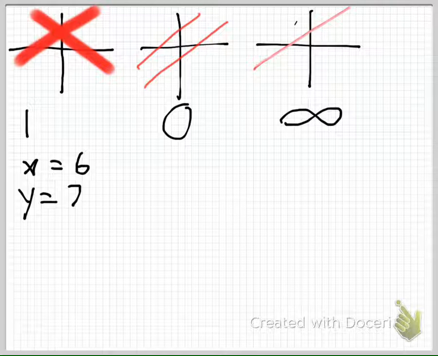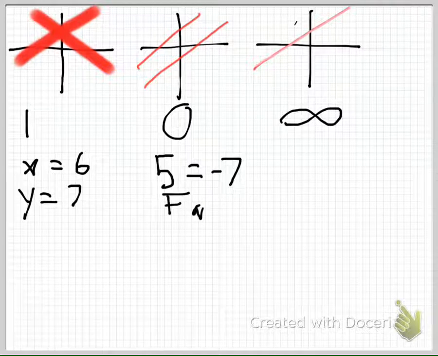Now, if we try and solve using graphing and we get these parallel lines, that's no solution. If I use substitution and elimination and my equations suddenly give me something like 5 equals -7, well, that's false. If when I solve I get something like that, I know that there is no solution, because all I get is statements that can't possibly be true. So there's no solution there.